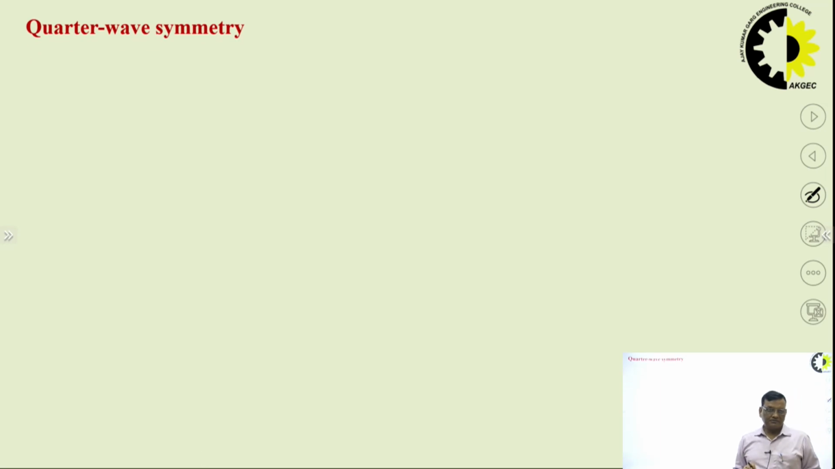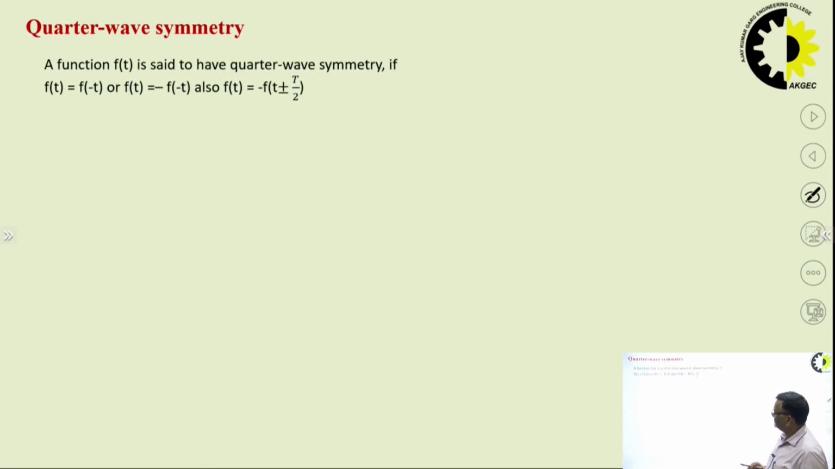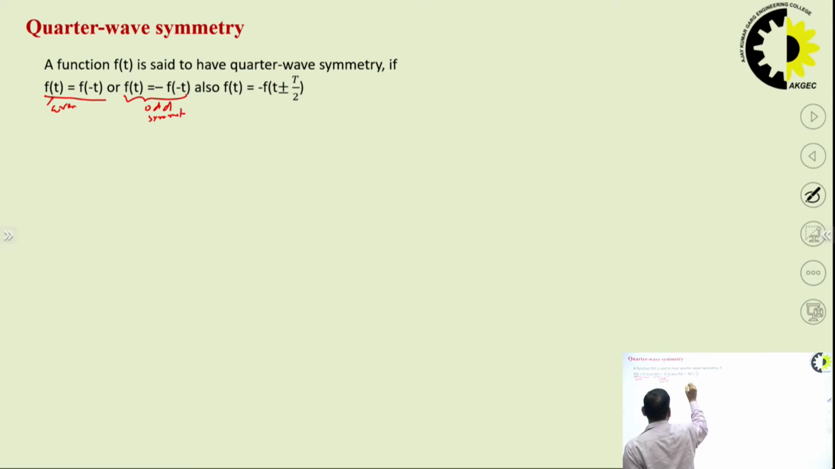Now, come to the quarter wave symmetry. What is the definition of quarter wave symmetry? A function f(t) is said to have quarter wave symmetry if f(t) is equal to f(minus t). This is basically even symmetry. Or f(t) is equal to minus f(minus t), which is odd symmetry. And also f(t) is equal to minus f(t plus minus T by 2). This is half wave symmetry.